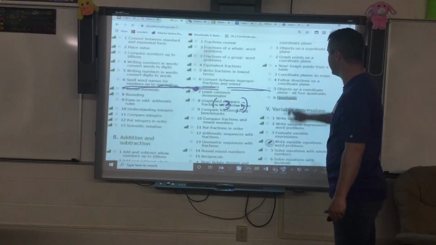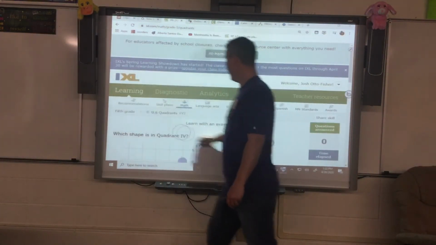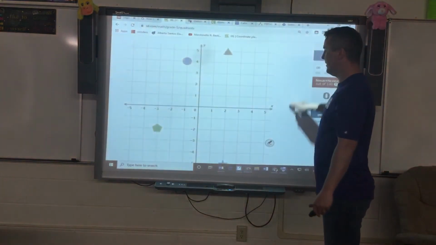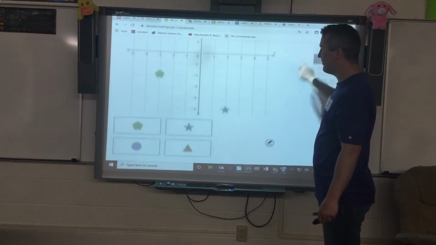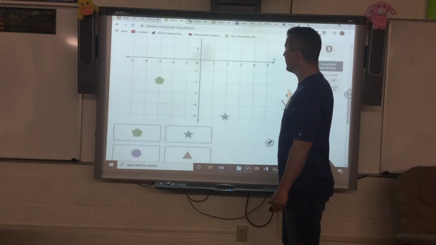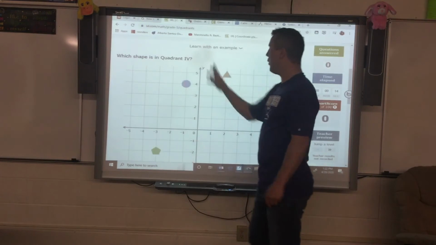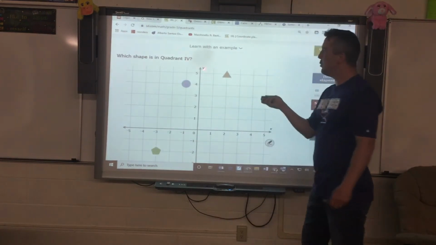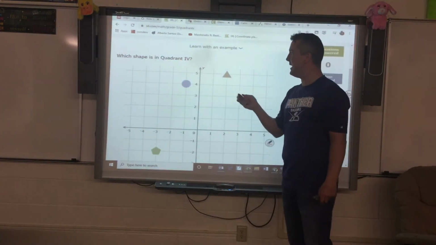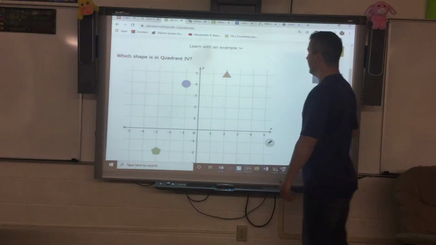So U6. And this is where you're just going to be answering, right? Which quadrant is it in? Is it in 1, 2, 3, or 4? Or which shape is in each quadrant? Now, I'm going to get this one wrong on purpose. It says, which shape is in quadrant 4? Now, they use these Roman numerals up on top, IV, okay? And they use them in Super Bowls and things like that.